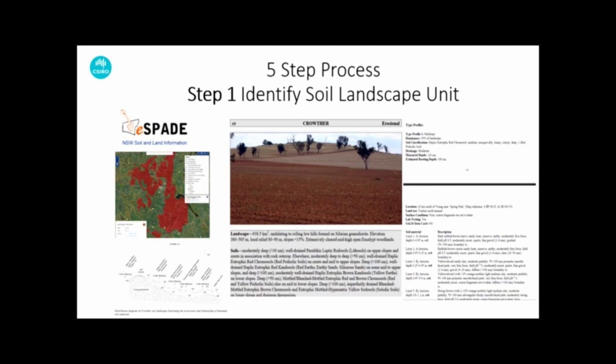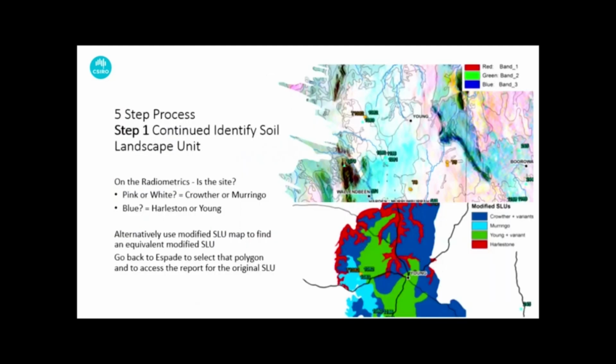So this is a bit of an expanded version of what happened in that previous summary. First step, identify where you are on the map, pull out the report, have a look at the landscape diagrams and the descriptions of soil material. If it sounds all right, maybe you can go with something that comes into the table with that soil landscape unit. This is step 1 continued.